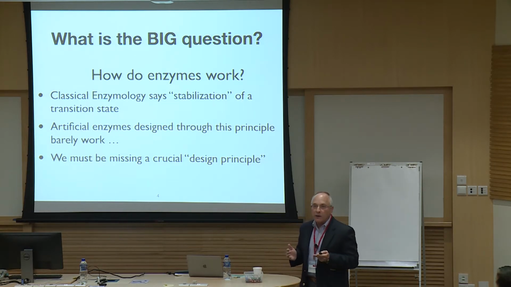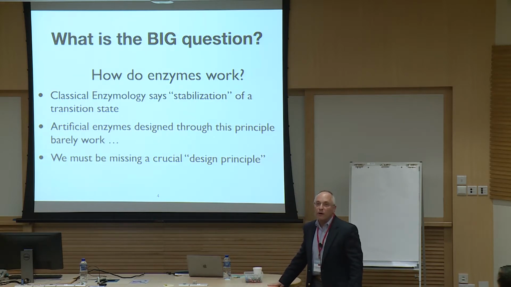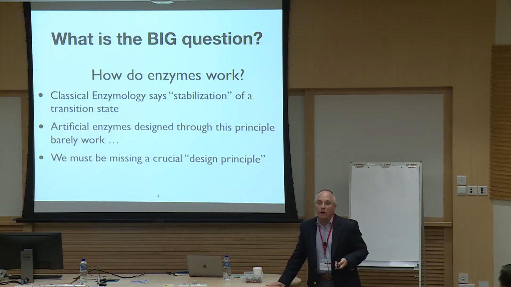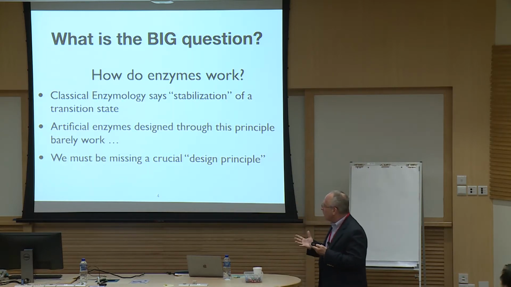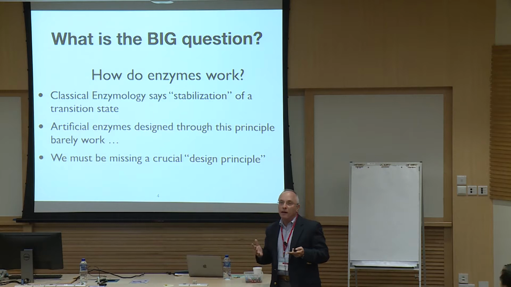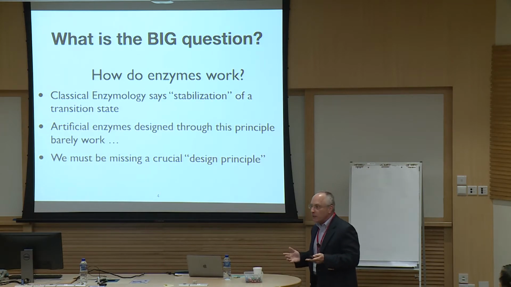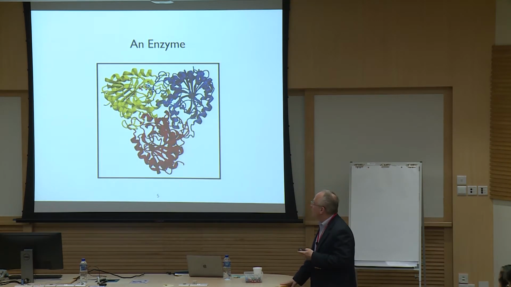So the bottom line is a decent enzyme, a mediocre enzyme, speeds reactions by a factor of something on the order of 10 to the 14th to 10 to the 17th. These artificial enzymes speed reactions by something on the order of 10 to the 5th to 10 to the 6th. So obviously there's some crucial design element that people have been missing in trying to understand how these enzymes work, because if they were not missing it, they wouldn't be off by 12 orders of magnitude in the rate acceleration. So the question that we try to address in my group is, what is that design element that's missing?